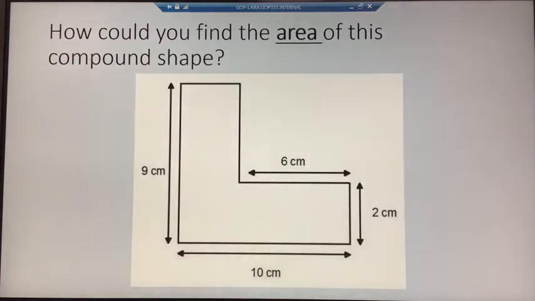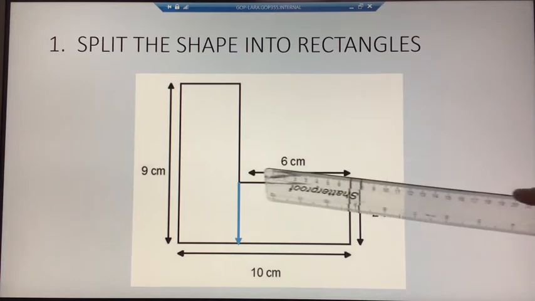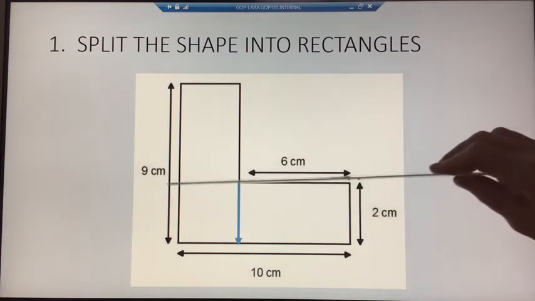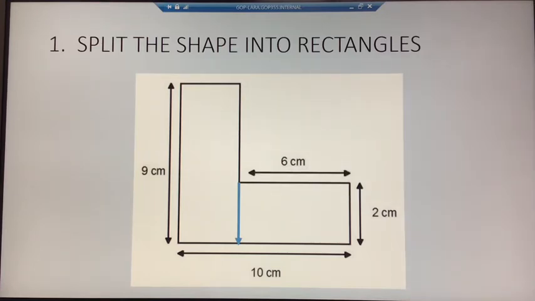Now, you know how to find the area of squares and rectangles. How would you find the area of this compound shape here? Have a little think about that. Well, what you would need to do is split the shape into 2 rectangles. You know how to find the area of a rectangle. So by splitting the shape, you can then work on this area and this area here. You could choose to split the shape there. It really doesn't matter as long as you split it into 2 rectangles.